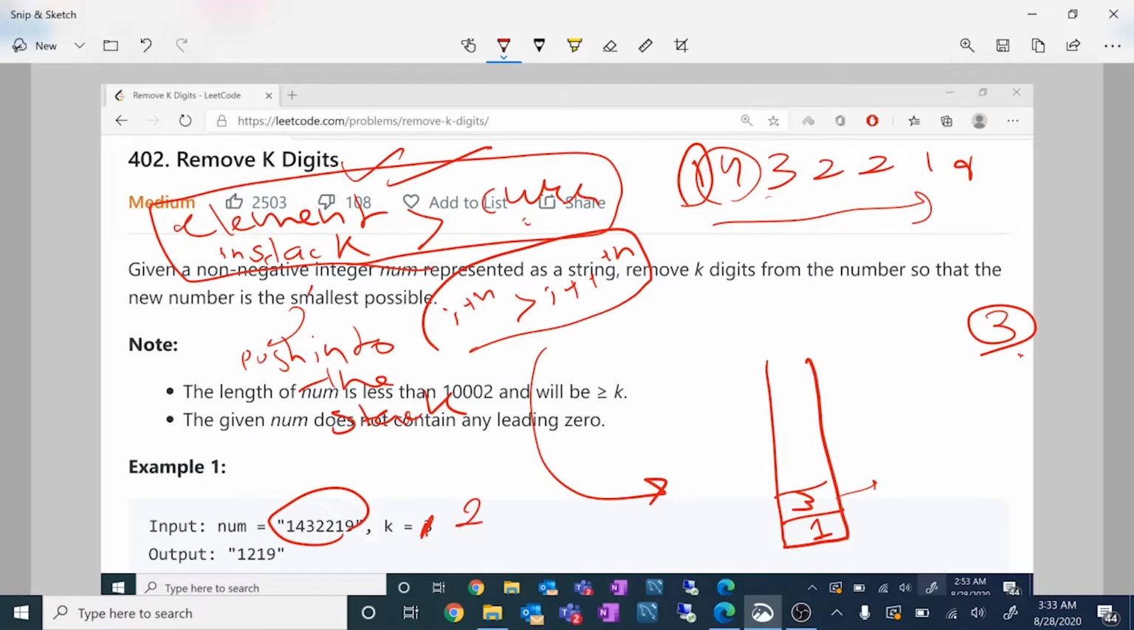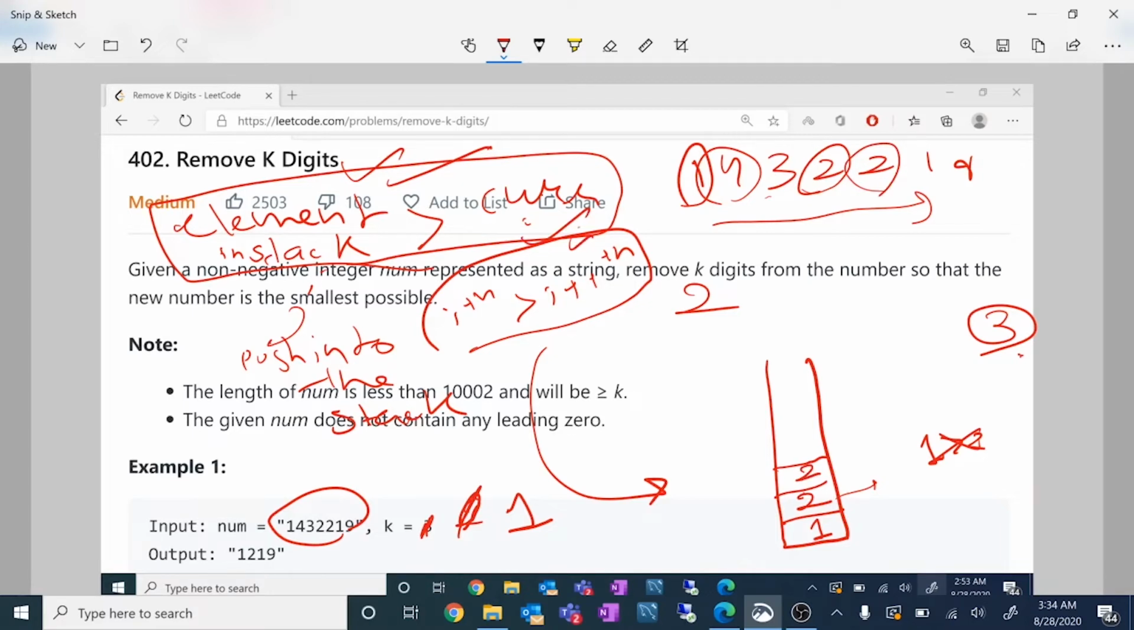Now I encounter 2. Is 3, the top element in stack, greater than my current element? Yes. So I pop out 3 and I decrement my k. Now my k is 1. Now again for 2, is my element in stack, which is 1, greater than 2? No. So I push 2 into the stack. Now I encounter this second 2. Is this condition satisfied? No, it's not. So I push 2 again.